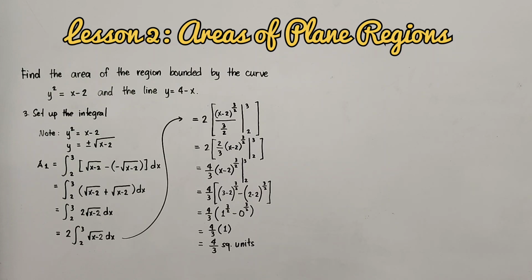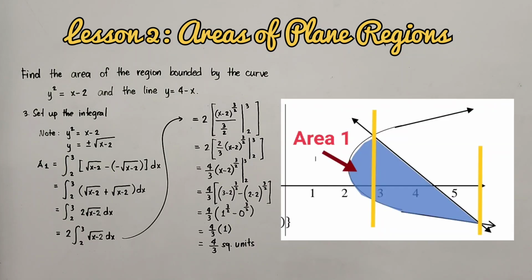3 minus 2 power 3 over 2 is 1 power 3 over 2. And the second one, 2 minus 2 power 3 over 2 is equal to 0 power 3 over 2. 1 power 3 over 2 is positive 1. And 1 times 4 over 3 is 4 over 3. For our first region, the area is 4 over 3 square units.